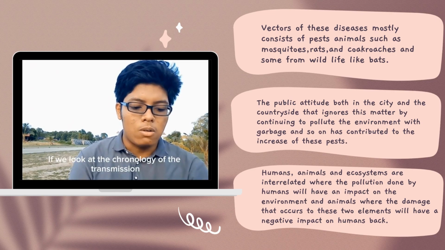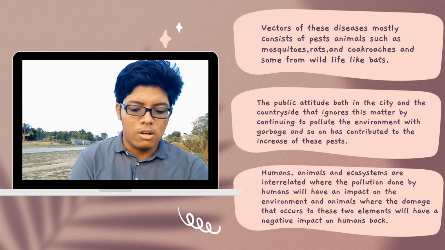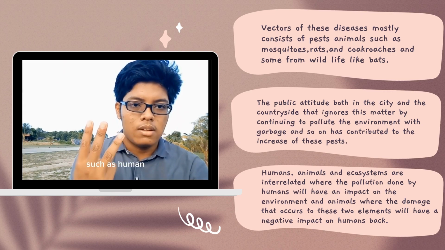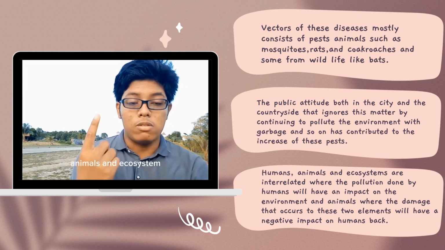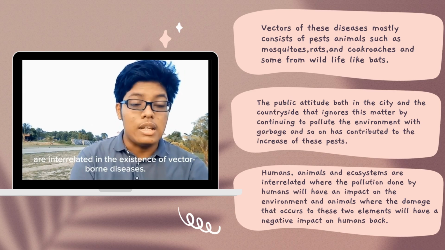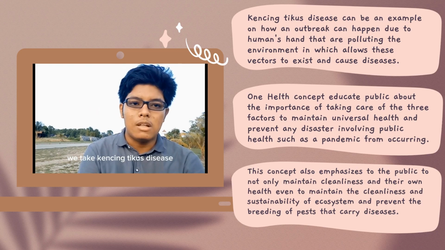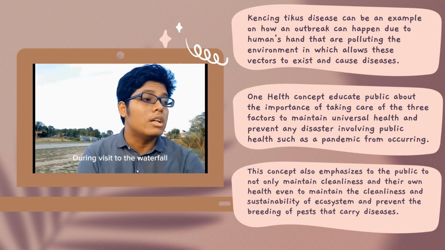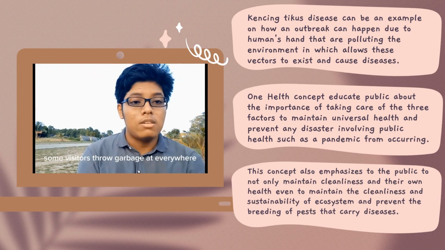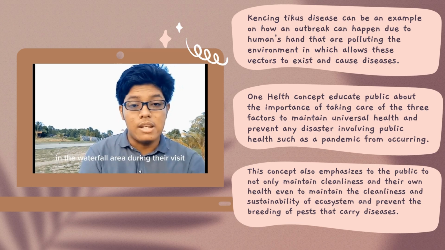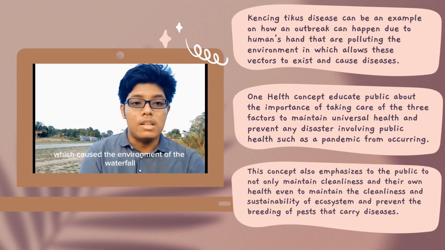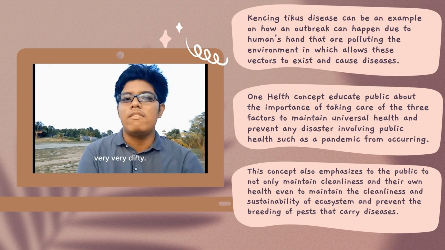If we look at the chronology of the transmission of any vector-borne diseases to humans, we will find that three factors, such as humans, animals, and the ecosystem, are interrelated in the existence of vector-borne diseases. For example, we take kencing tikus disease. During a visit to the waterfall, some visitors throw garbage everywhere in the waterfall area, which causes the environment of the waterfall to become dirty, very dirty.